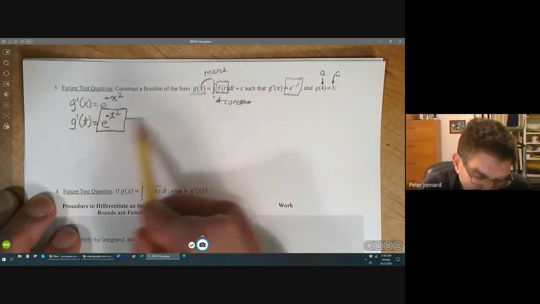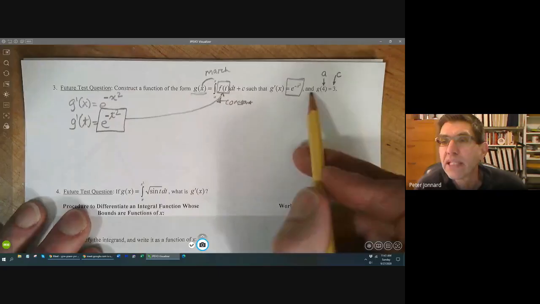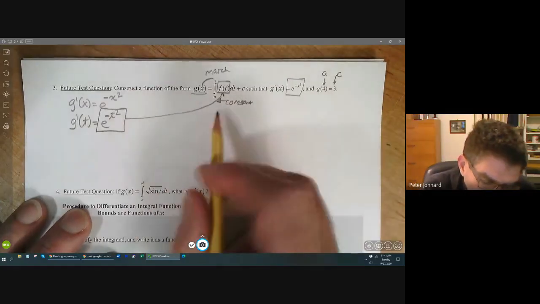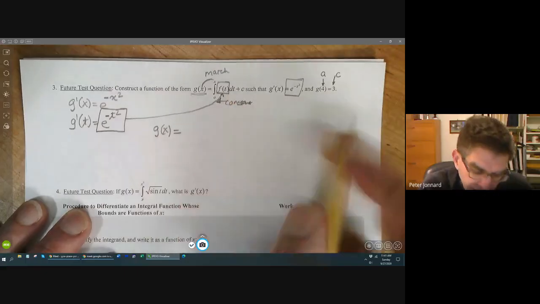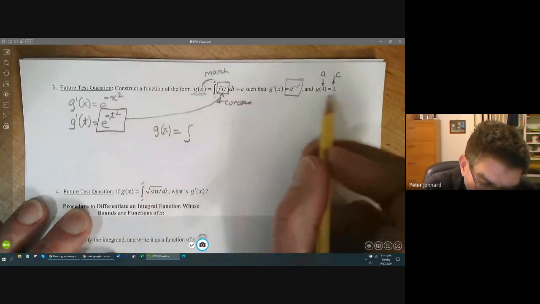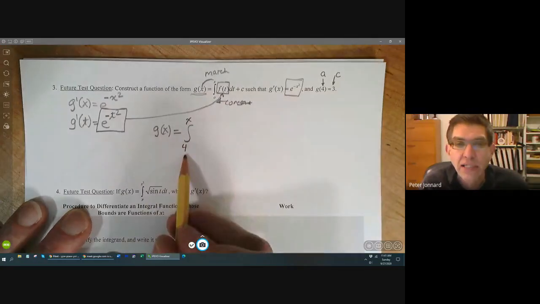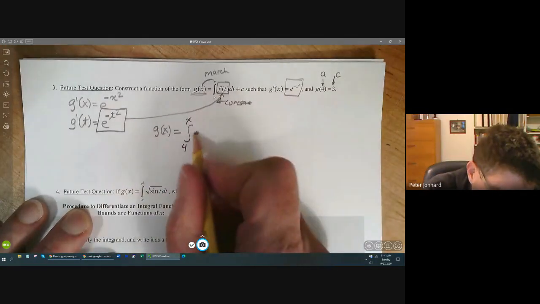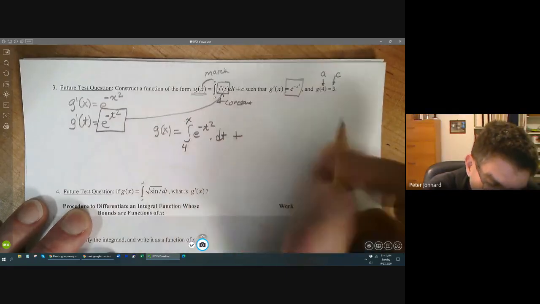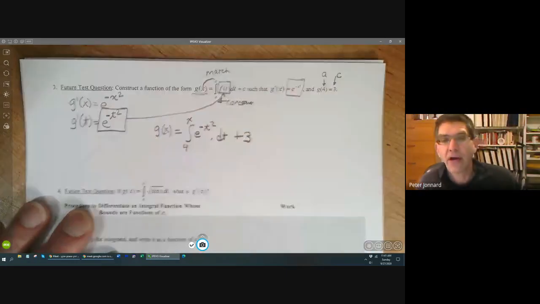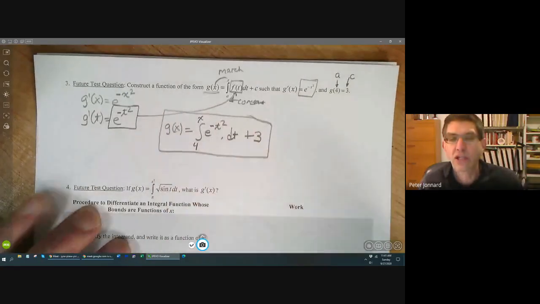That is going to go into here. A and C are right there. They basically gave them to you. So we're going to say g of x is equal to, and I'm basically just copying this down, the integral from 4 to x. Notice that these match. Notice that's a constant. My integrand is e to the negative t squared times dt, and then plus my constant of 3. And there I have it. So not difficult. It just requires a little bit of precision.